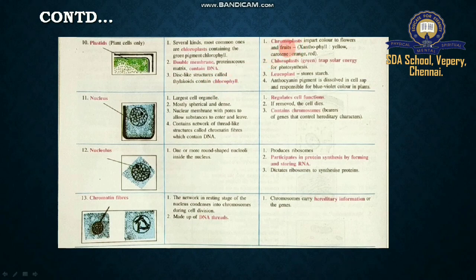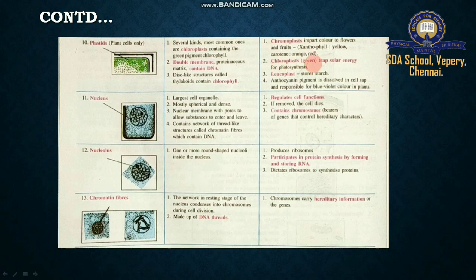Now the functions. Chromoplasts impart color to flowers and fruits. For example, xanthophyll gives yellow color, and carotene gives orange and red color. Plant parts pigmented with carotene are orange or red. Xanthophyll is yellow, for example in citrus fruits like lemon and orange, which are normally yellow because of xanthophyll pigments.